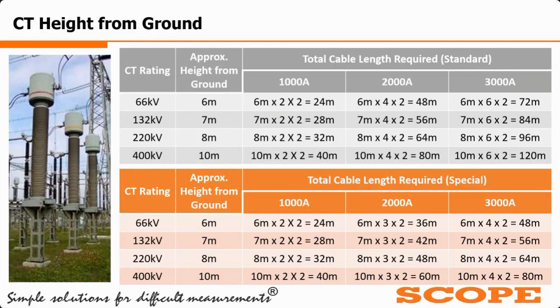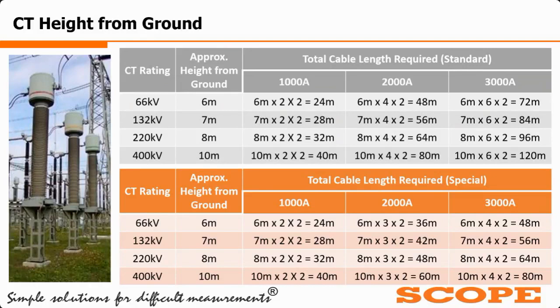Similarly, if we consider 132 kV, we require 7 meter. So for 1000 ampere, we require 2 cables into 2 runs into 7 meter, that is 28 meter. And for 2000 ampere, similarly, it is 56 meter. For 3000 ampere, it is 84 meter.